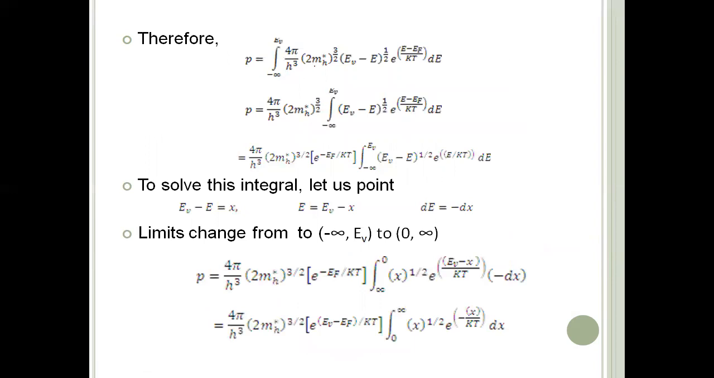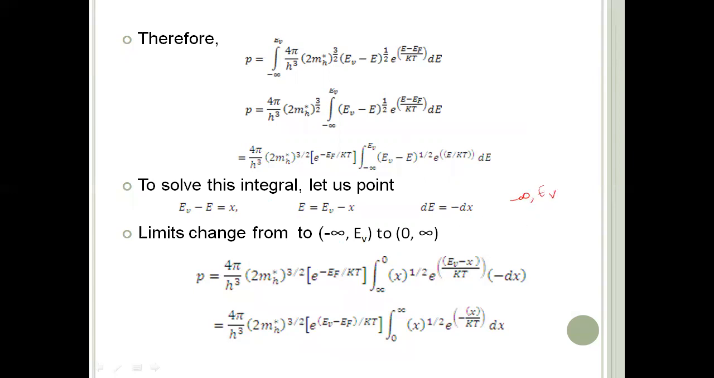Again, 4π/h³ (2mh*)^(3/2) exp(−Ef/kT). All these are constants, so you just take them out of the integration. You are left with the integral from minus infinity to Ev of (Ev − E)^(1/2) e^(E/kT) dE. Again, keep Ev − E as x, then taking Ev to the other side, you get Ev − x = E. Differentiating it gives dE = −dx. And the limits also change.